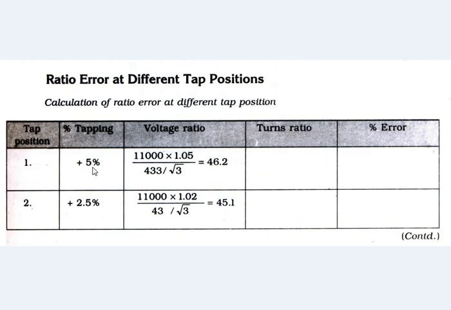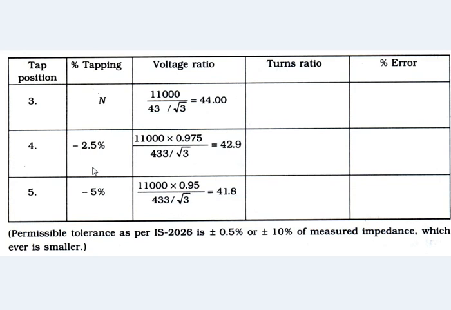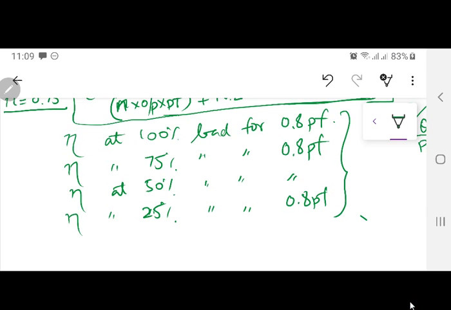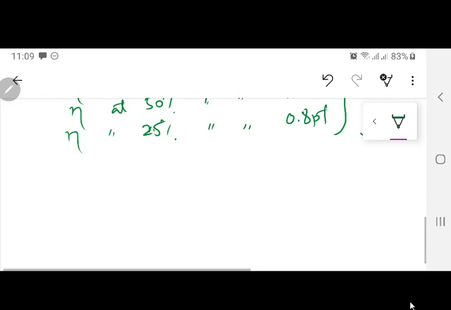In a similar way you can do this calculation if you have 5 taps from plus 5 to minus 5%. Okay, one last thing before I proceed further. Can anyone tell me, we have done this in your machines course also, when does a transformer give maximum efficiency? When no load losses are equal to the variable losses.